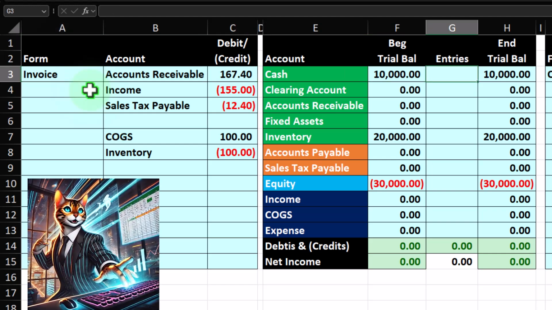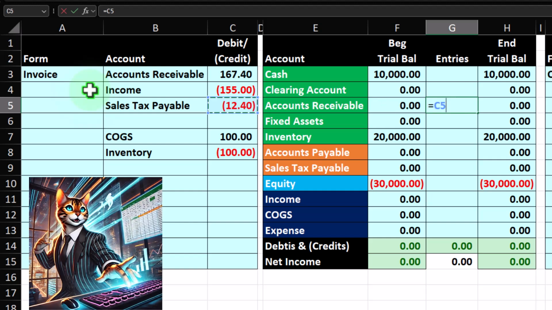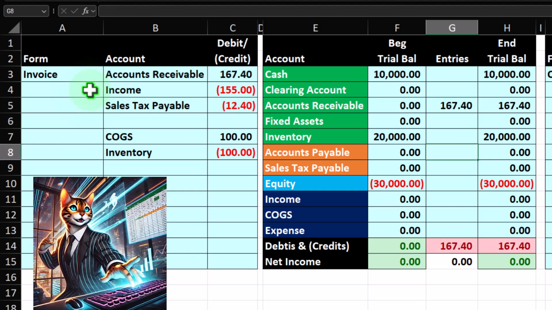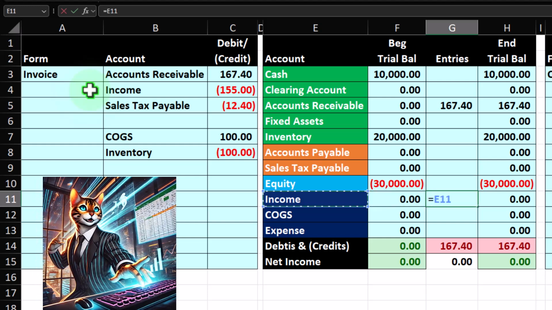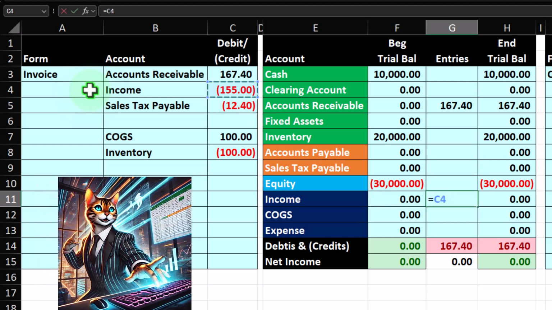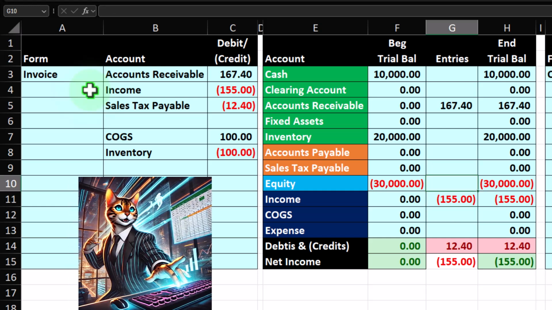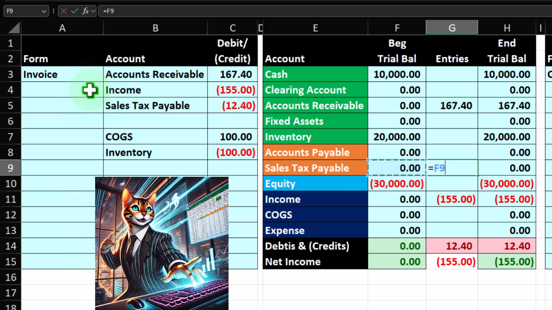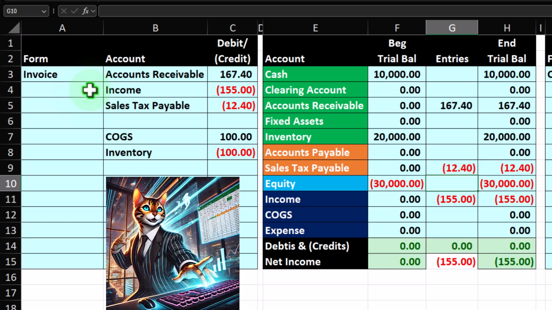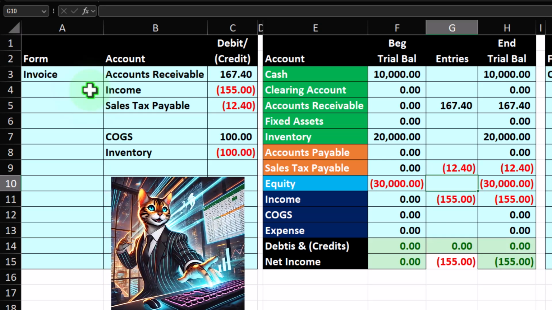We've got the sales side, accounts receivable would go up. We're going to say in this case by the 167.40. The other side's going to go to income. We're going to say by the 155, and then we're going to imagine that we had sales tax, which is going to be a payable. That's going to be a consumption tax. That would be the revenue side of the transaction.